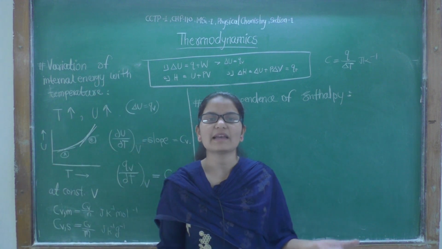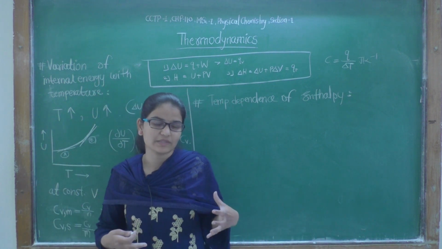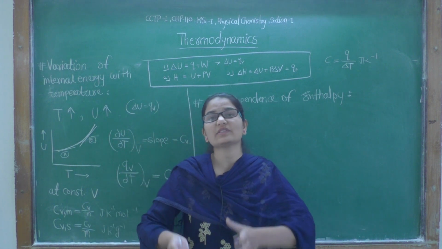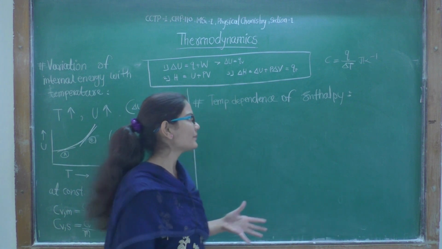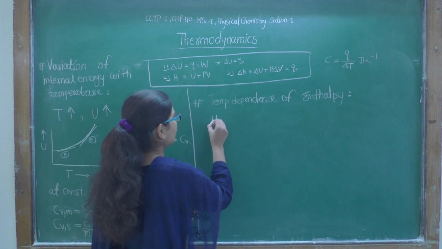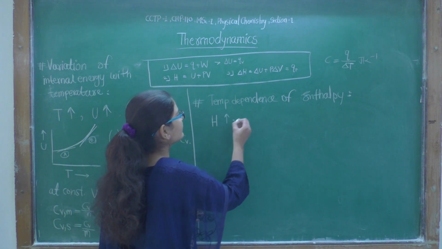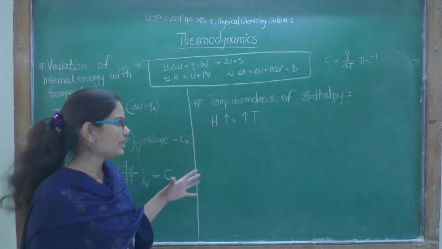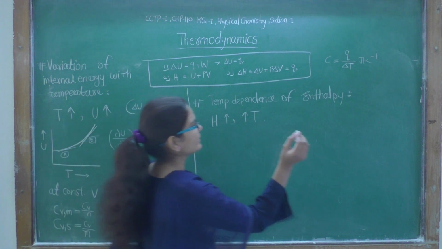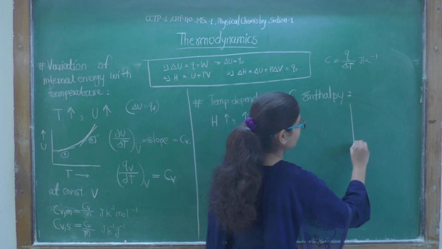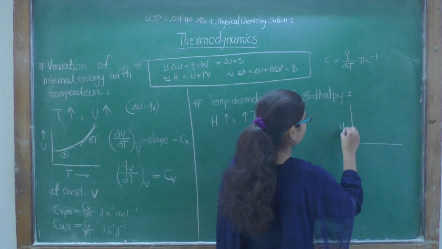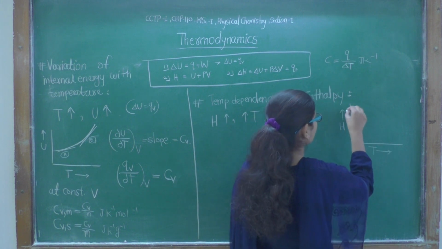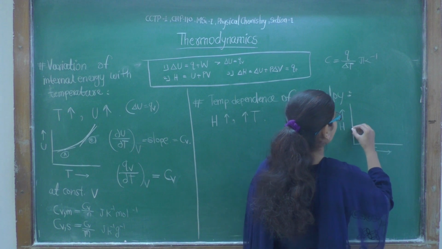What is enthalpy? Enthalpy is the total energy of the system. Now, as temperature increases, energy of the system also increases. So, enthalpy also increases with increase in temperature. Now, it can also be shown in the form of a graph like this. If this is enthalpy and we plot it against temperature, we'll again get one graph.